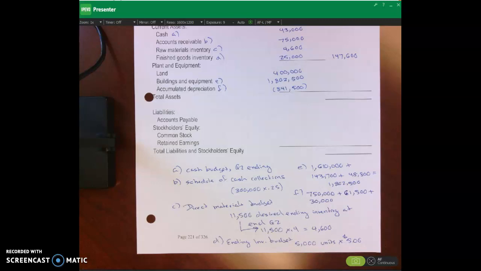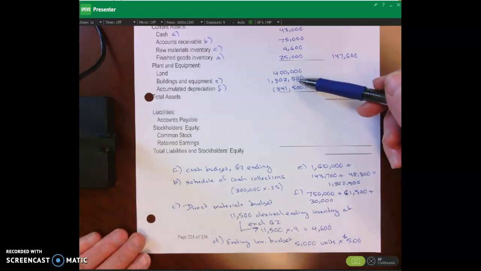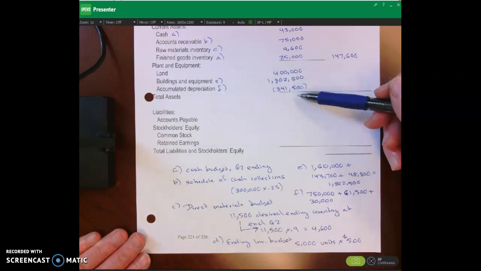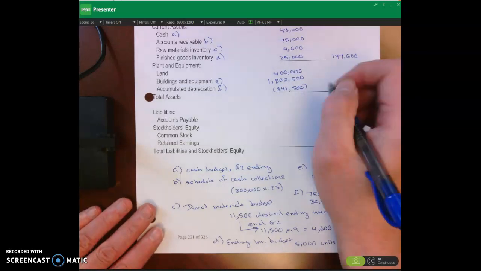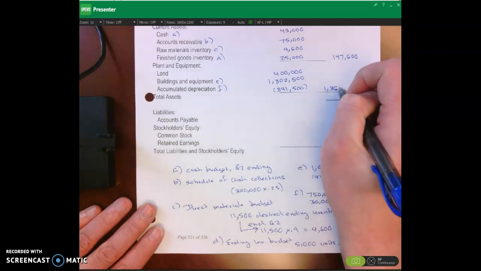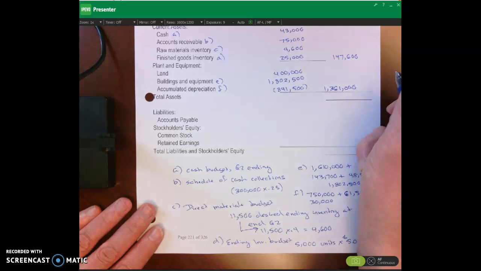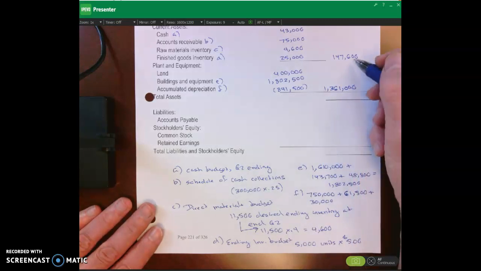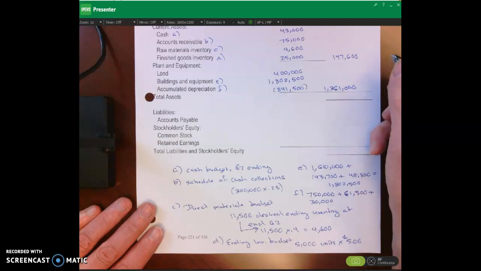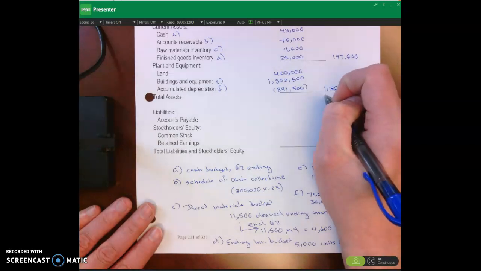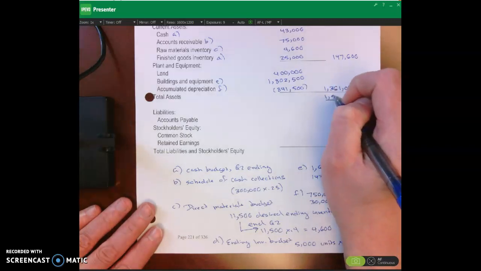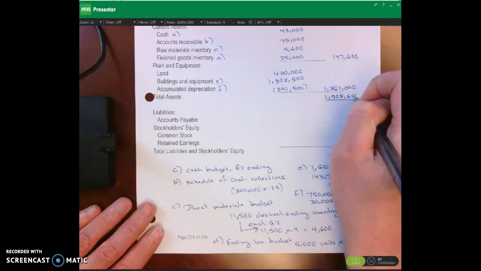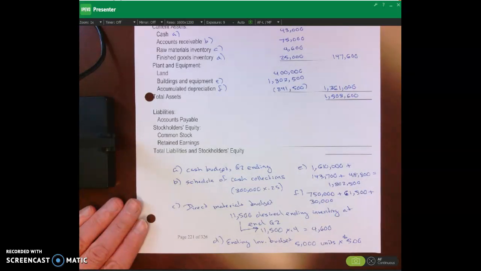Okay, so now what we can do is add the $400,000 plus the $1,802,500 and then subtract out our accumulated depreciation, and that gives us our net plant, property, and equipment. Then we can add in our current assets plus our plant, property, and equipment. And then we have our total assets.